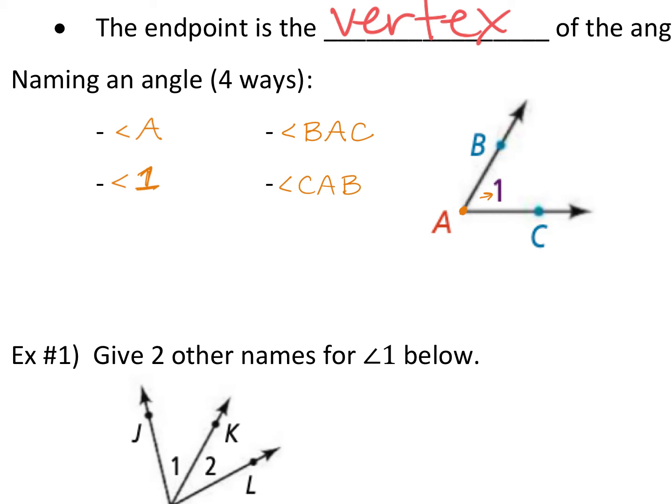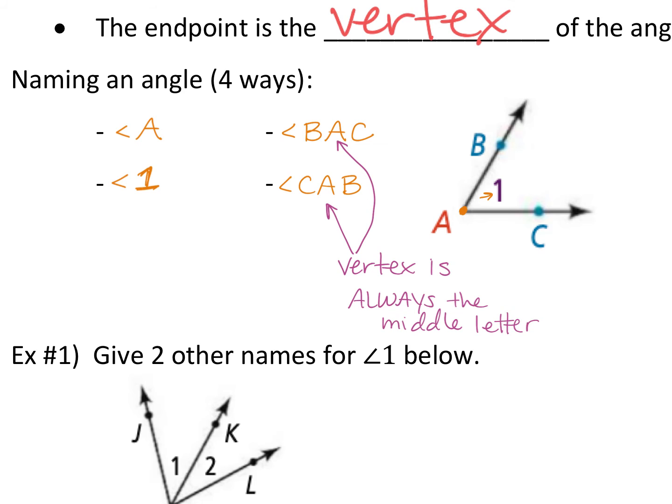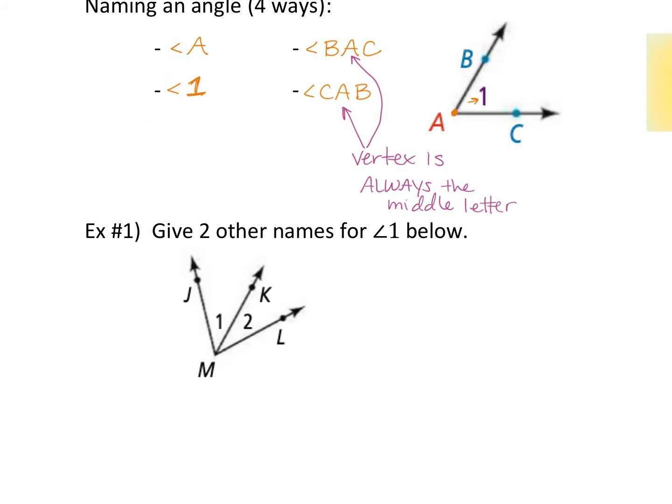So like the middle point is A, right? That's where they meet. The vertex stays. So the vertex goes in the middle. Yes, perfect. Your vertex is always the middle. Okay, so we cannot call it ACB, and we cannot call it ABC, because your vertex has to be in the middle. Does that make sense? Okay.